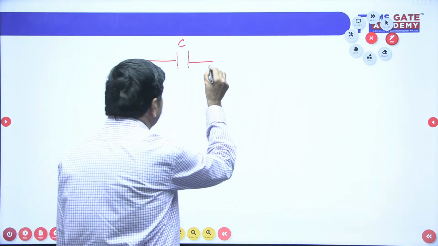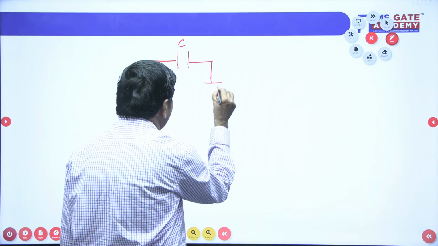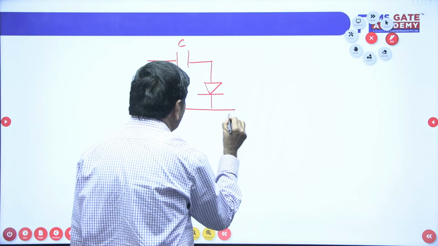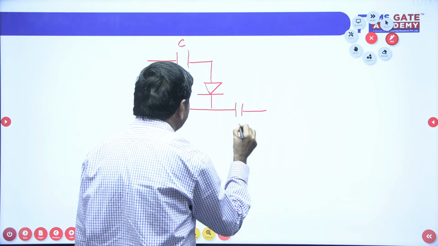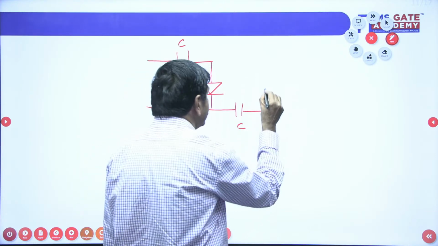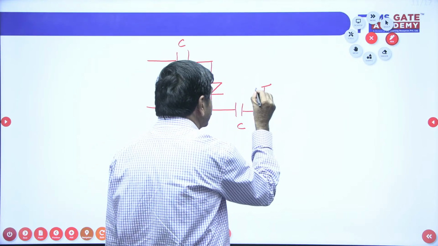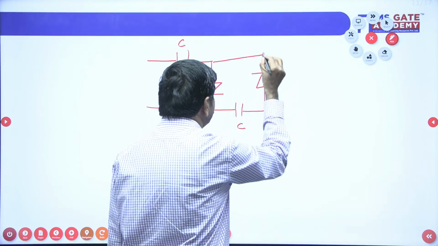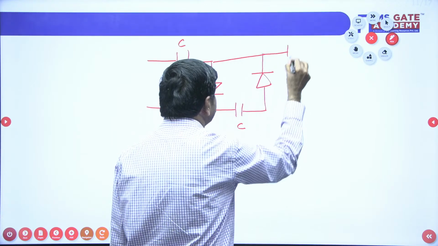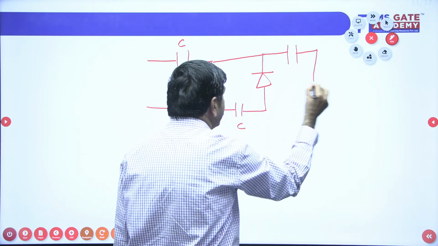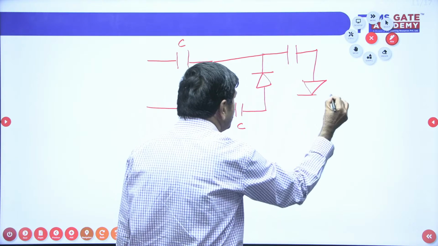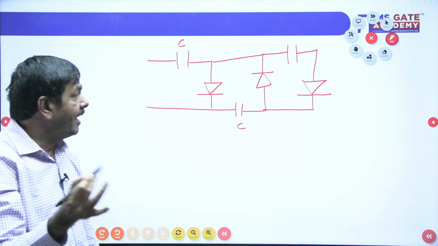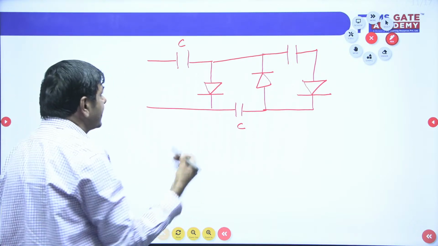I connected one diode here. And one more capacitor I connected here, C, the same capacitor. The diode I connected in this direction. Next, one more capacitor I connected here, and I connected a diode in this direction. You can connect any number of diodes and any number of capacitors. I will now explain how the questions are asked in GATE.